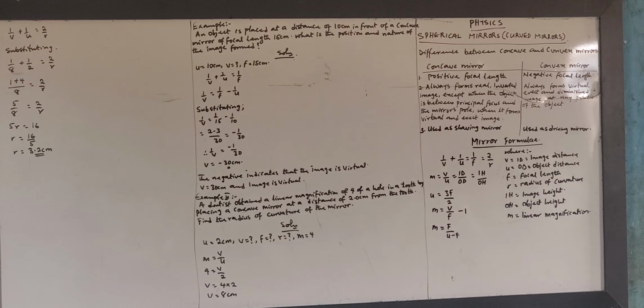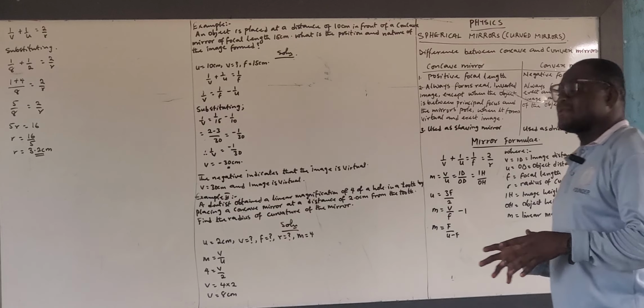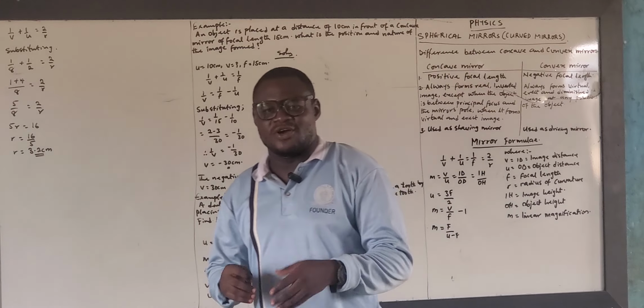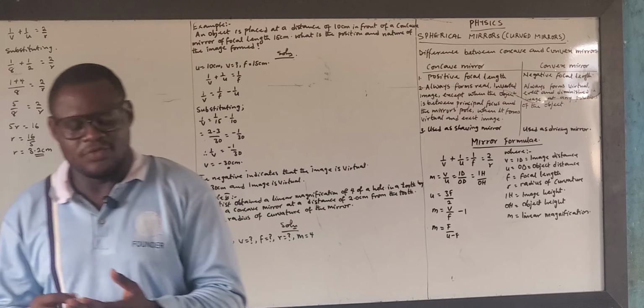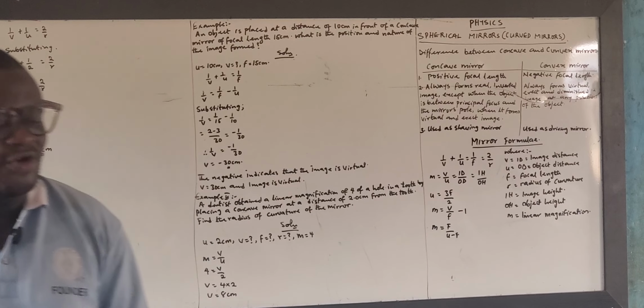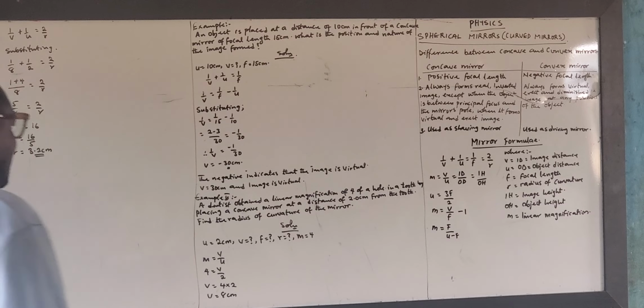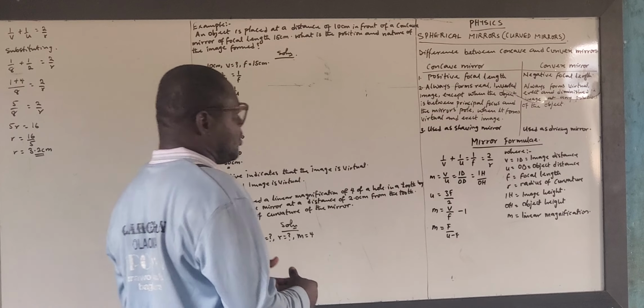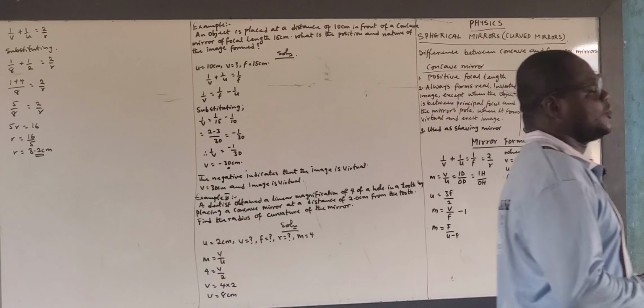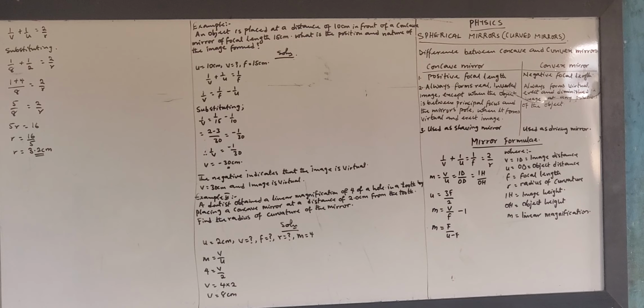Spherical mirror, curved mirror. That is the difference. Though we have discussed the mirror, the pinhole camera, we have discussed the pinhole camera. We have discussed the flexible mirror, that is a plain mirror. We have discussed that. So today we are looking at the concave mirror.